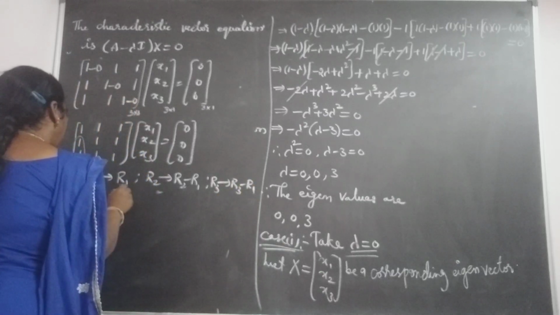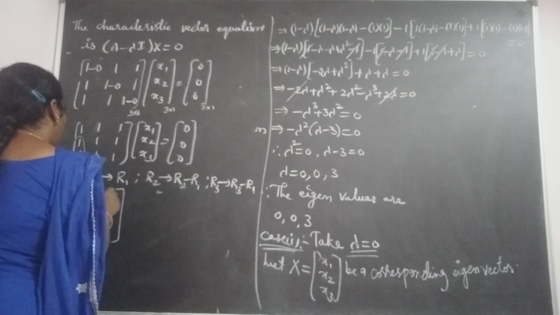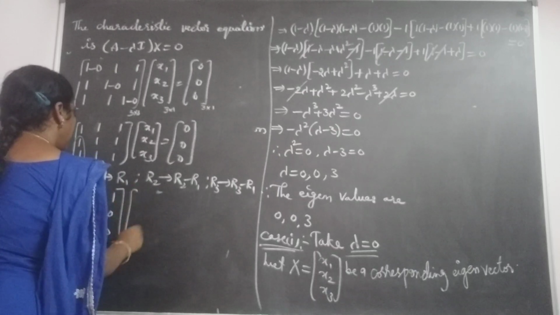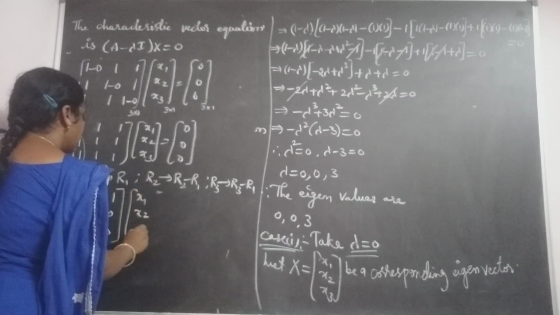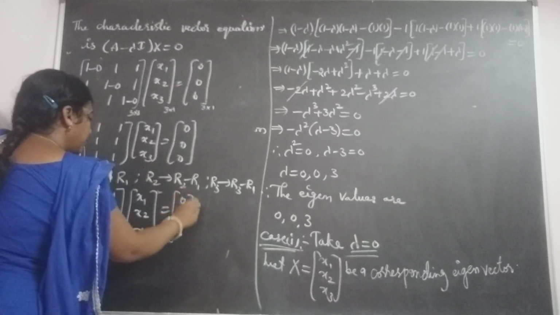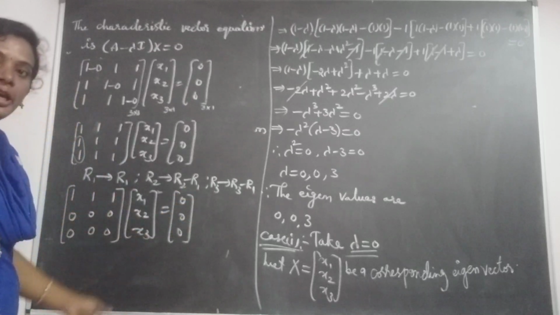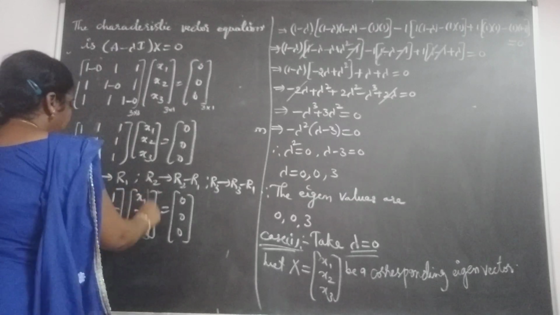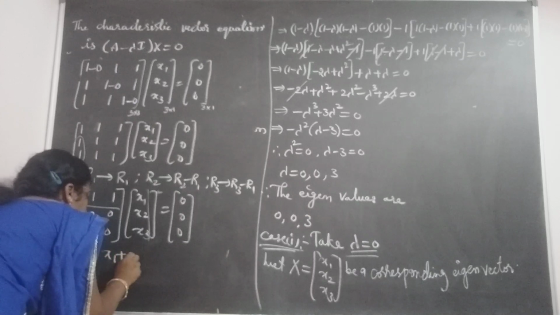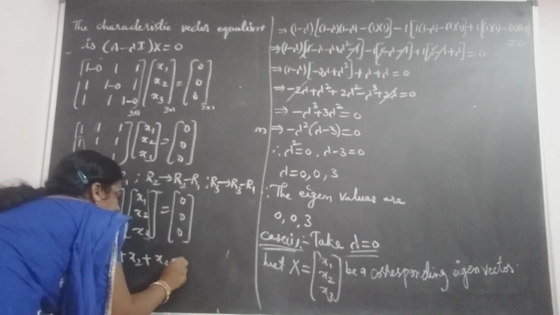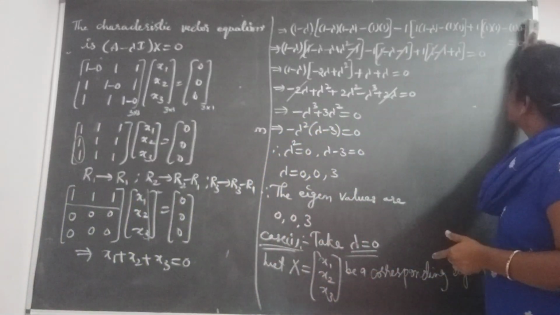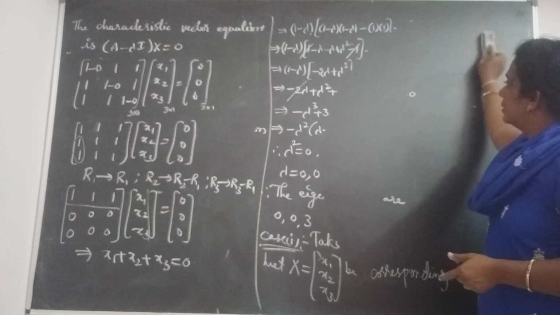Then the A matrix becomes [1, 1, 1; 0, 0, 0; 0, 0, 0] into x1, x2, x3, which is equal to 0, 0, 0. And it can be written in equation form by multiplying these two matrices. Then the matrix equation is x1 plus x2 plus x3 is equal to 0. In this, there are 3 variables and only one equation. Okay.